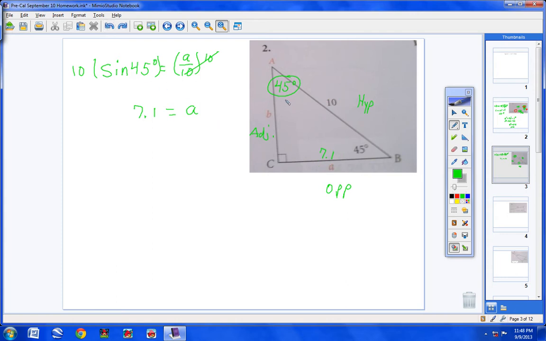We learned that whenever a 90-degree triangle has 45 and 45 degrees, that means the two legs are going to be the same. So to save yourself a lot of time, now if you want to use Pythagorean Theorem, go ahead. You'll still get the right answer. But if this leg here is 7.1, then this leg here also has to be 7.1. They both do. And that's only going to be true in a 90, 45, 45 triangle. Your two legs are going to be congruent.